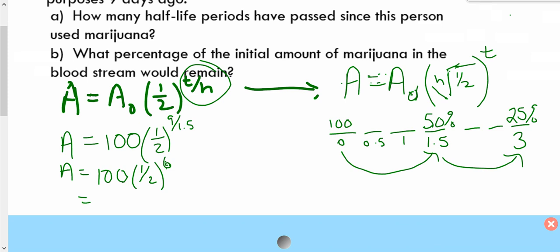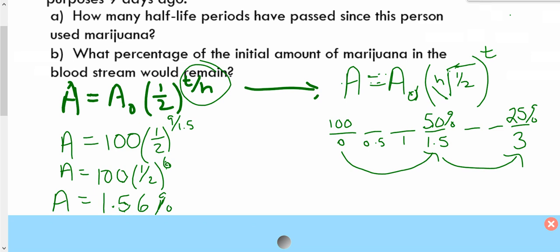So 6 half-lives have passed. I'm going to put in a half to the exponent of 6 and multiply by 100. I just did that on my calculator quickly here, 1.56%. So even after over a week later, 9 days later, I would still actually have 1.56% of marijuana remaining in my body, if that was actually, in fact, the half-life of marijuana.